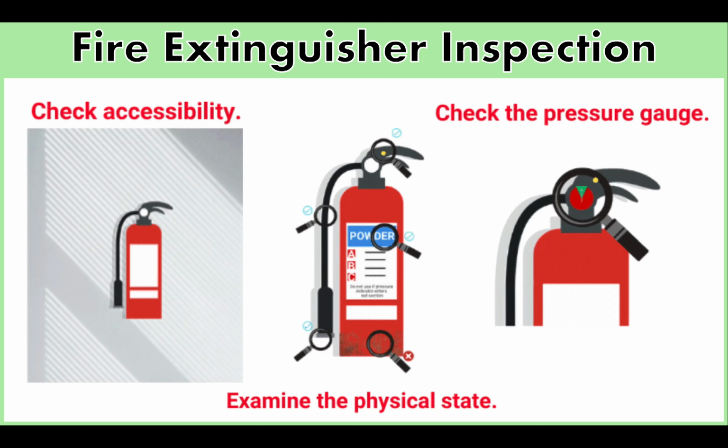Lastly, you have to check the pressure gauge. You have to examine where the gauge needle is. A needle within the green zone is good. A needle in the left red zone means that the fire extinguisher is undercharged and warrants recharge, while a needle in the right zone signals a danger of being overcharged.